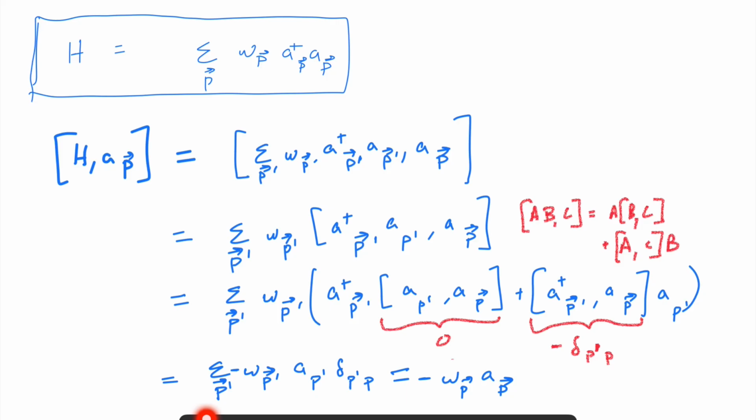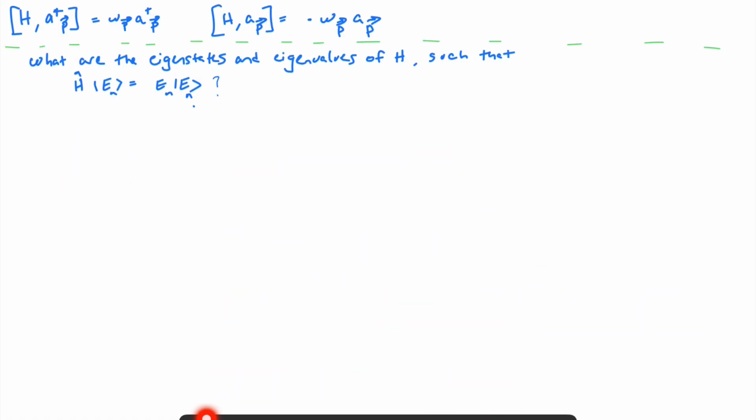I can show exactly the same thing for the commutator of H with a non-daggered p, and you can just go through this argument, which is almost identical to the other one, except there's a minus sign here. And the final result of the commutator of H with a p is minus omega p, a p. That's an important relationship we'll use in a little bit.